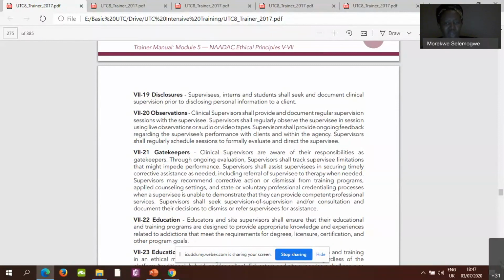Supervisors shall regularly observe the supervisee in a session using live observation. Yesterday, or the day before, we did discuss this issue of confidentiality, that when you have audio or you are recording a session, the client has to consent to that before you can do it. So as a supervisor, you would want to make sure that you also observe, so that you provide constructive feedback to your supervisee.